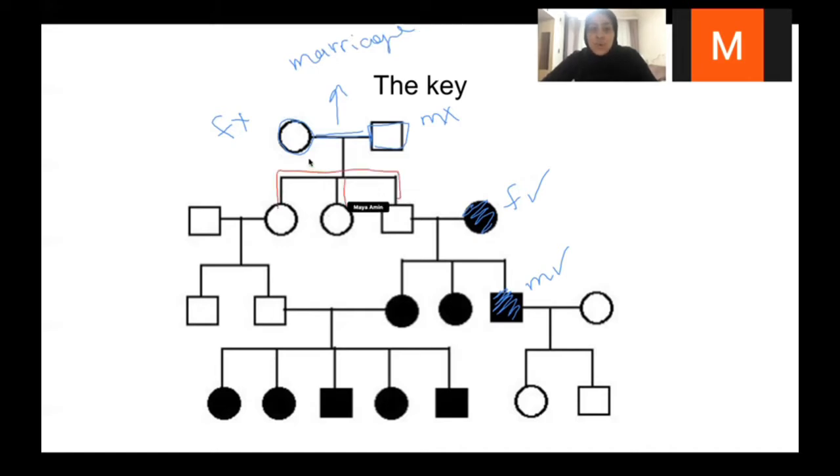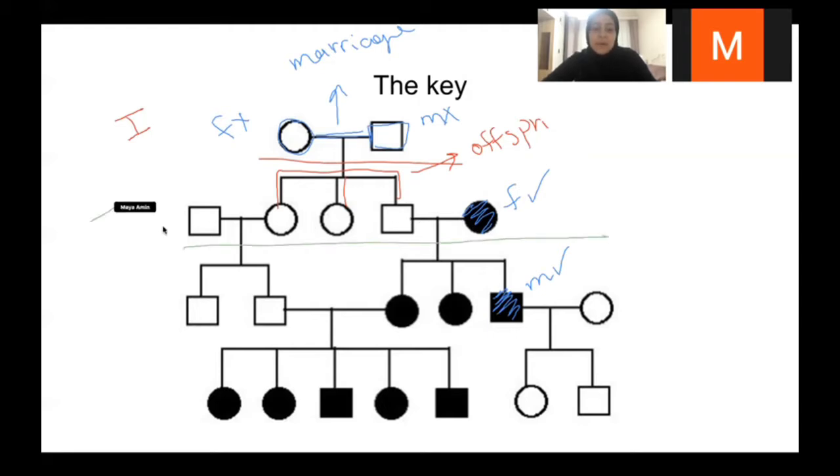And each row is a generation that is represented by a Roman number. So for example, this row is the first generation that is represented by I. And this row is the second generation that is represented by II, and so on. Here it's going to be III, and here IV.